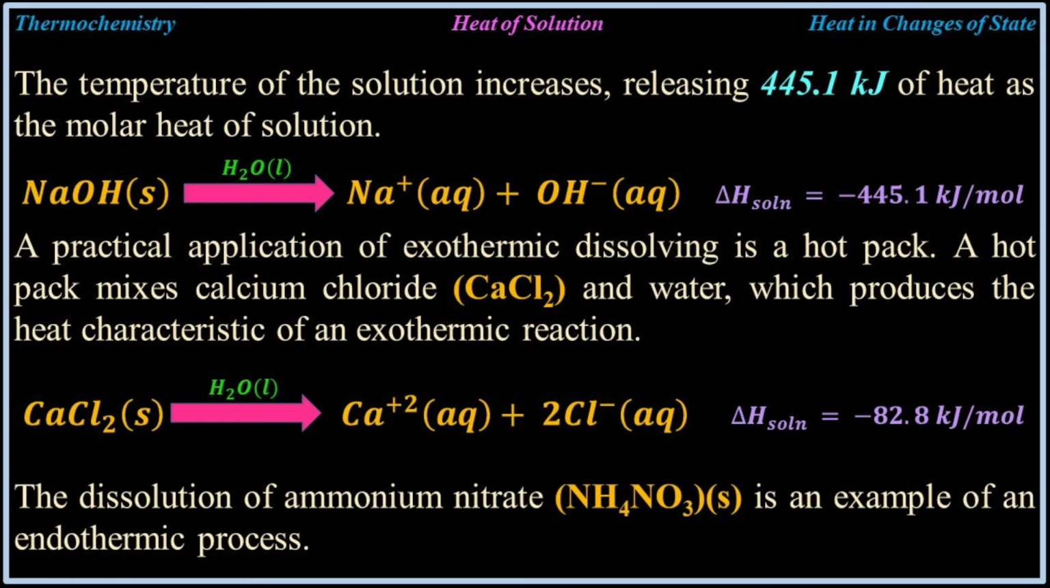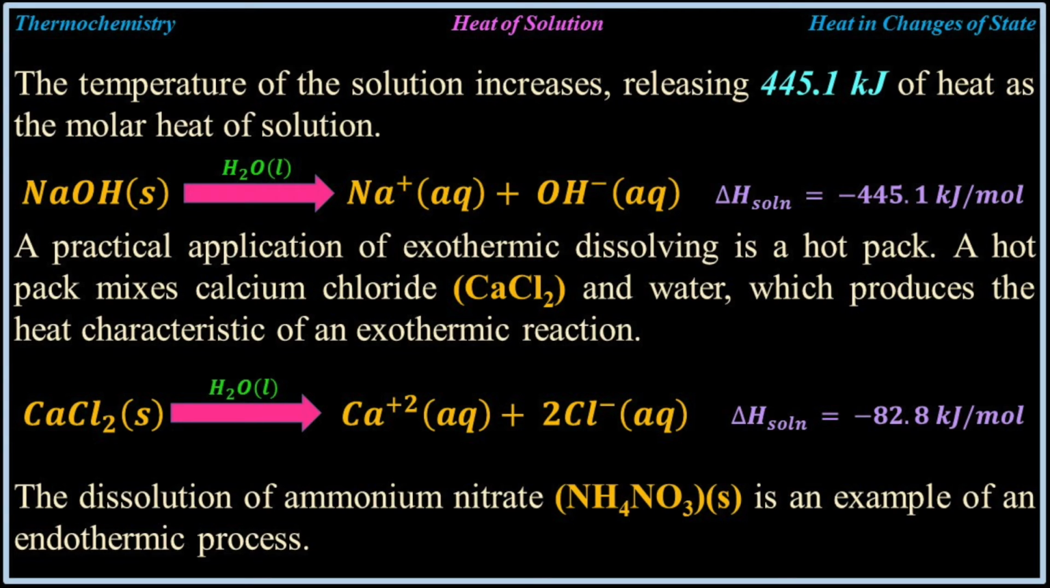1 mole of sodium hydroxide yields 1 mole of sodium ions and 1 mole of hydroxide ions. And the heat of solution is exothermic, or a negative 445.1 kilojoules per mole. A practical application of exothermic dissolving is a hot pack. A hot pack mixes calcium chloride, CaCl2, and water, which produces the heat characteristic of an exothermic reaction. 1 mole of calcium chloride yields 1 mole of calcium ions and 2 moles of chloride ions, and an exothermic delta H of solution of 82.8 kilojoules per mole.